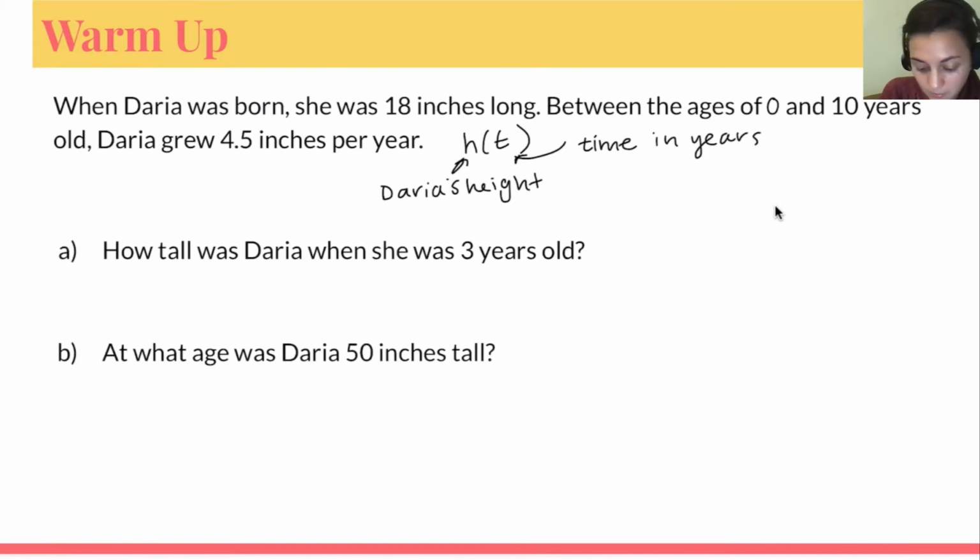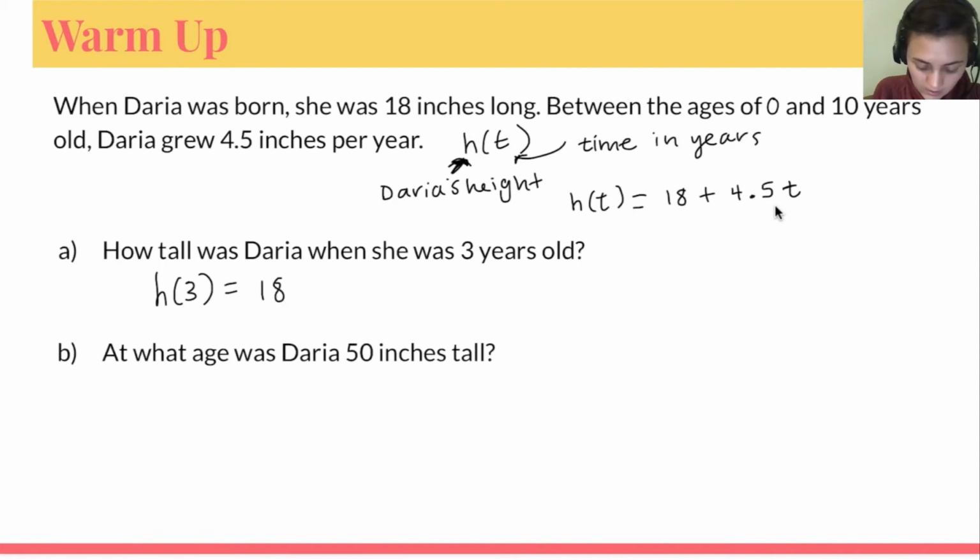You maybe did this problem in your head or drew a picture. I'm going to make a function, and a function is helpful because you won't always be able to do these problems in your head, and it's good to know how to construct a function. So if she started off 18 inches long, that's like our starting point, so 18, and then every year she grew 4.5 inches. So that is like our slope. So 18 plus 4.5t can be our function h of t. So when she's 3 years old, this is represented by h of 3.